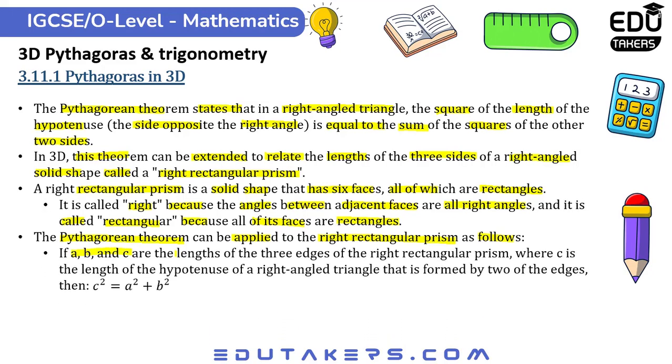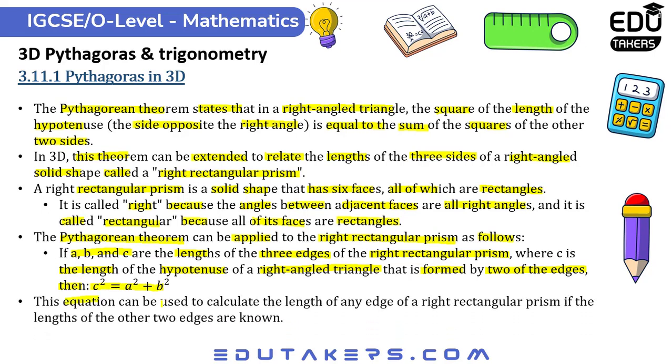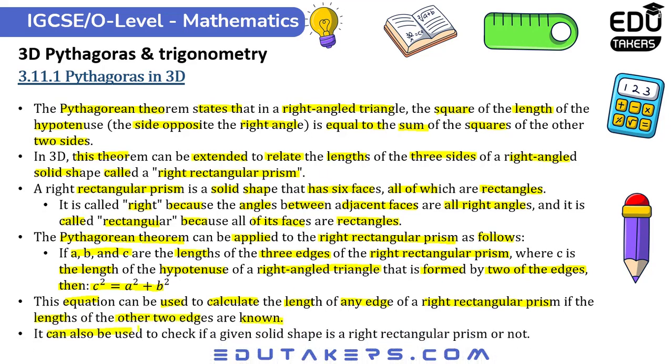If A, B and C are the lengths of the three edges of the right rectangular prism, where C is the length of the hypotenuse of a right-angled triangle that is formed by two of the edges, then C squared equals A squared plus B squared. This equation can be used to calculate the length of any edge of a right rectangular prism if the lengths of the other two edges are known. It can also be used to check if a given solid shape is a right rectangular prism or not.